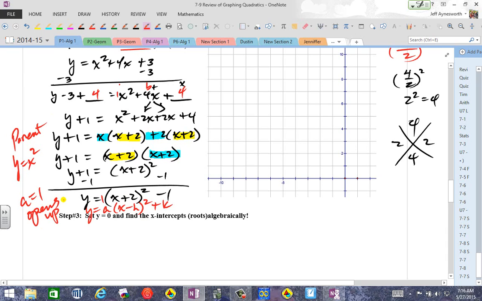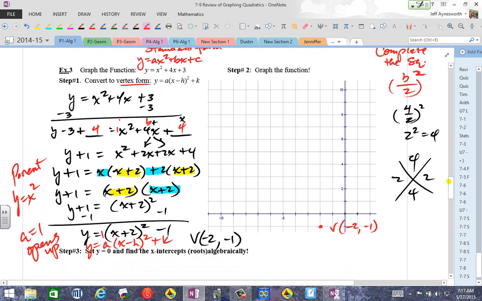And then you need to state the vertex here. Let's see, h has to be negative 2. X minus a negative 2 is x plus 2. So it's negative 2 comma negative 1. So we're going to start there. Negative 2, negative 1 is right here. So you plot the vertex, and you also draw what's called the line of symmetry, and then graph from there.